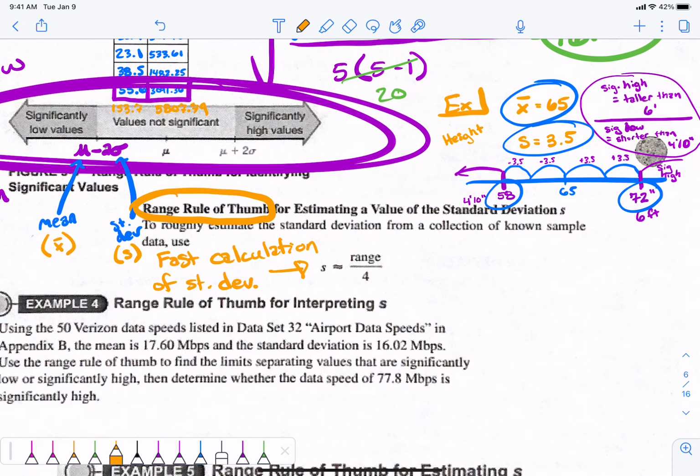And all you do is you take the range and you divide by 4. How do you do the range again? The max minus the min, the large minus the small, and you divide by 4, and that gives you approximately what the standard deviation is. It's not exactly accurate, but it's a fast, easy calculation, okay?